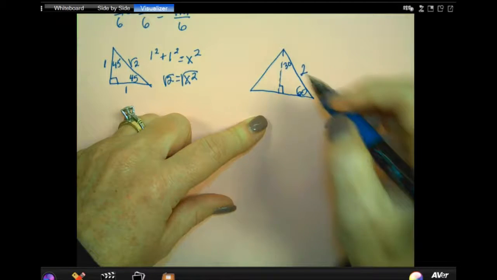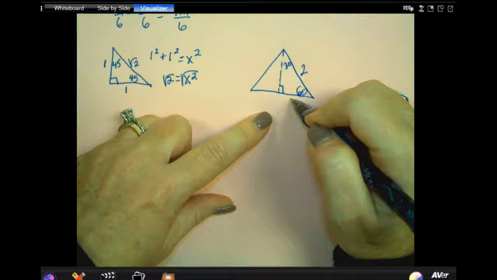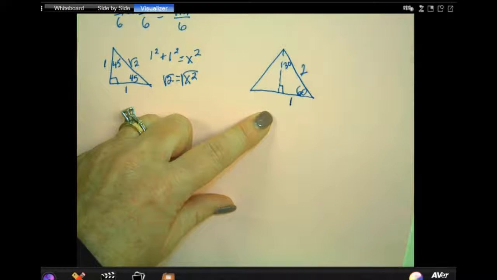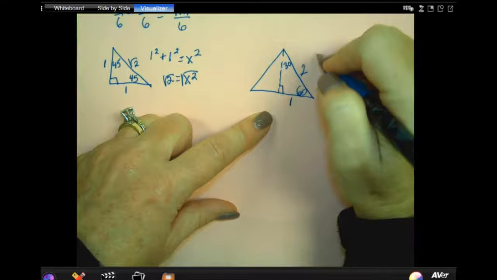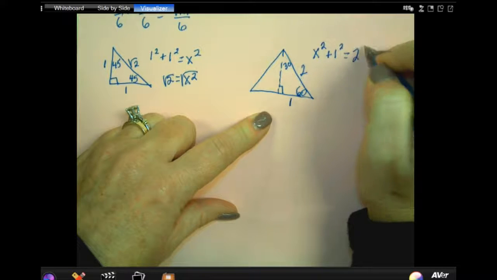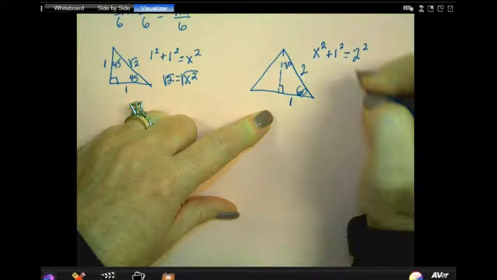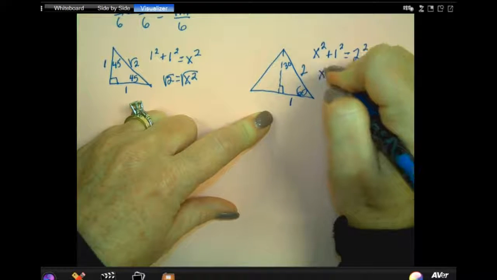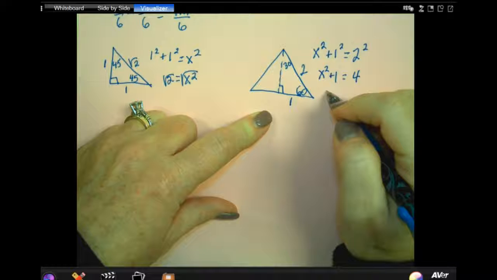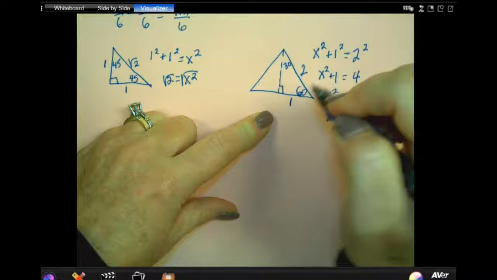Now, if I drop this down, I cut this in half, so this side right here is 1. But I need the height now. Again, I'm going to use the Pythagorean theorem. So x squared plus 1 squared equals 2 squared. My 2 squared is 4, so x squared plus 1 equals 4. When I subtract the 1, I get x squared is 3. So my x this time is the square root of 3, right here.